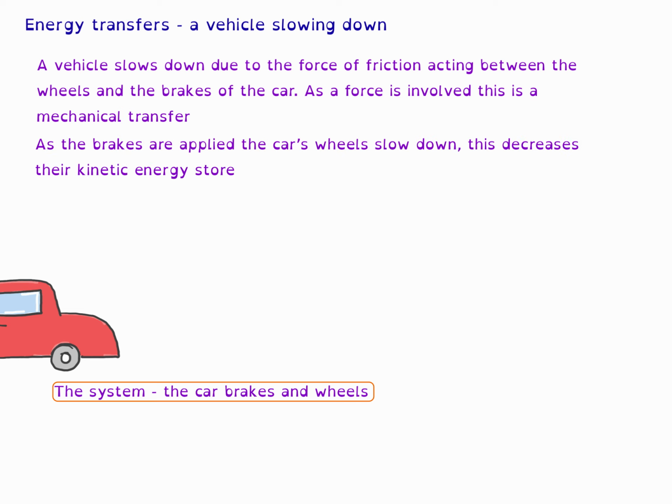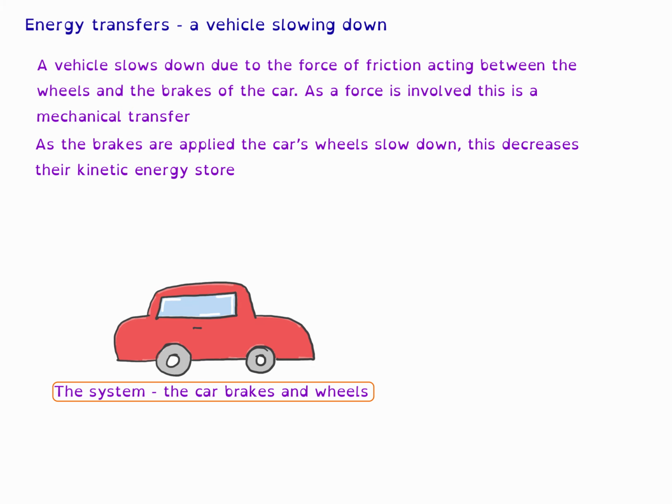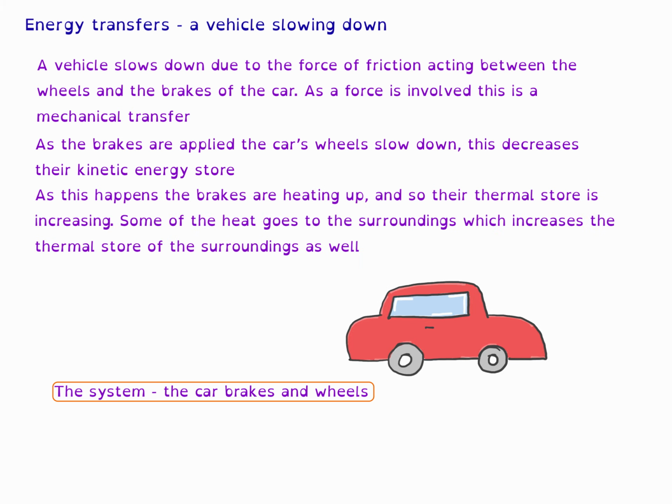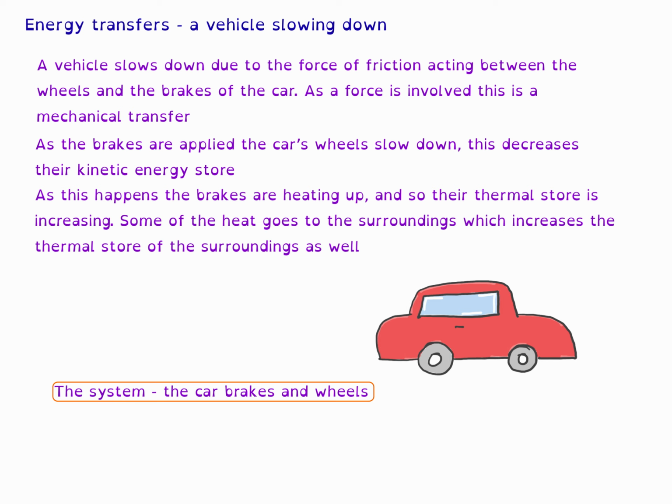As the brakes are applied, the car's wheels slow down. This decreases their kinetic energy store. As this happens, the brakes are heating up, so their thermal store is increasing. Some of the heat goes to the surroundings, which increases the thermal store of the surroundings as well.